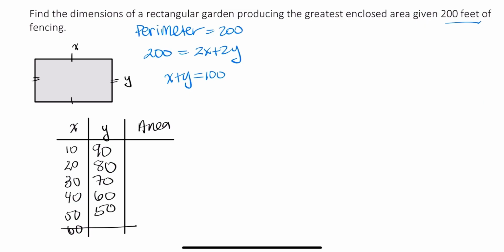If our dimensions are 10 by 90, we have an area of 900 feet squared. And I'll write the units right on top. If we have 20 by 80, then we have 1600 feet squared. If we have 30 by 70, we have 2100 feet squared, and so on. Please take a moment to fill in the last two cells of this table.